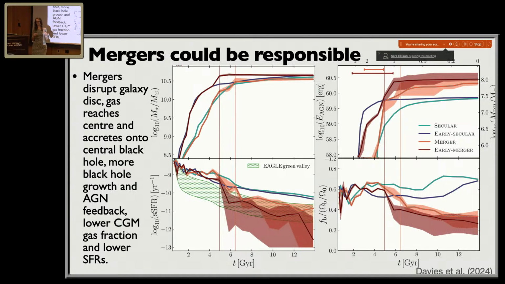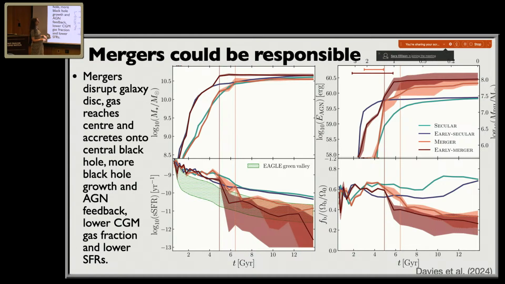And what happens in the secular ones that don't have a merger, they just have a nice disk set up, and it's very hard for the gas to get to the center of this galaxy. The gas disk and the black hole sort of get decoupled. The gas disk is doing what it wants, it's forming stars, and the black hole is locally evacuating a small part and therefore not accreting, and therefore you don't get this very efficient AGN feedback that you do get here.